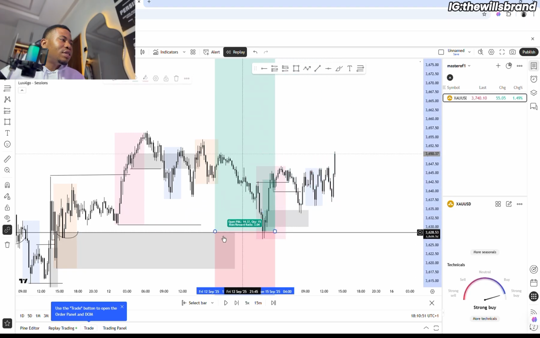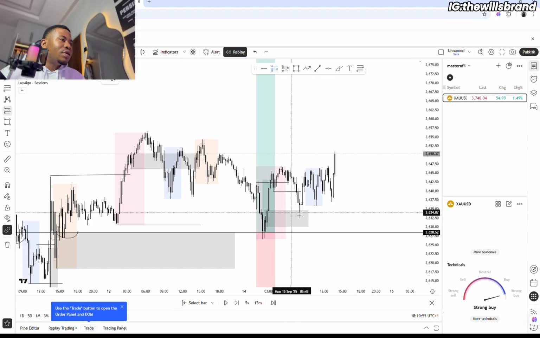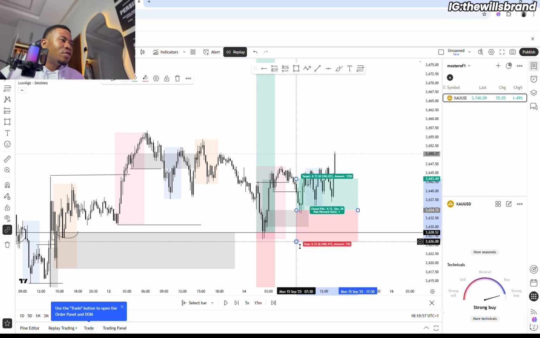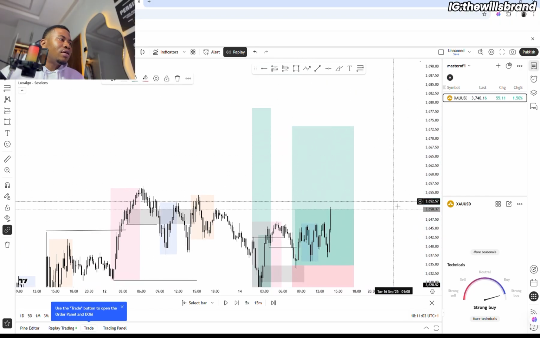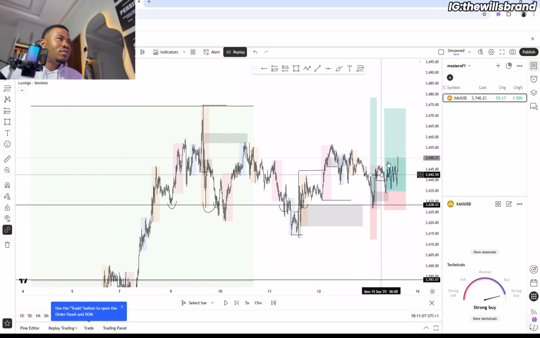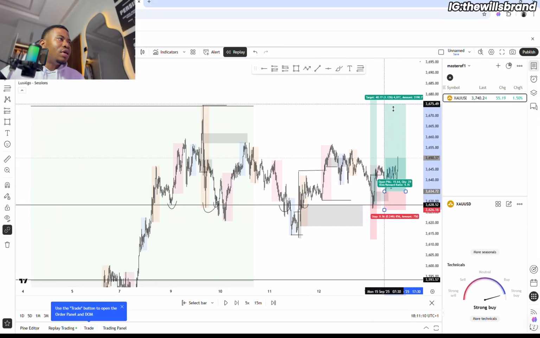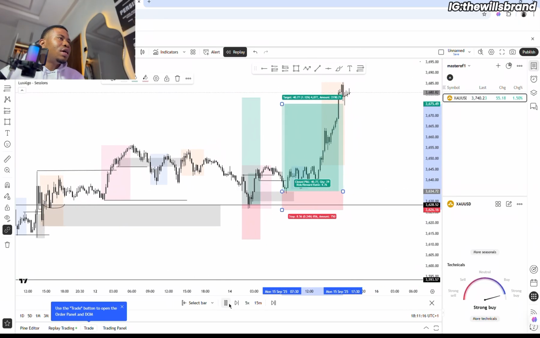So let's say you did not catch this first move, you can as well add another position right here. All right, with your stop loss right below this low, and same targets at this high. And let's see how the two positions go. Same thing here. You can see how that smashed.